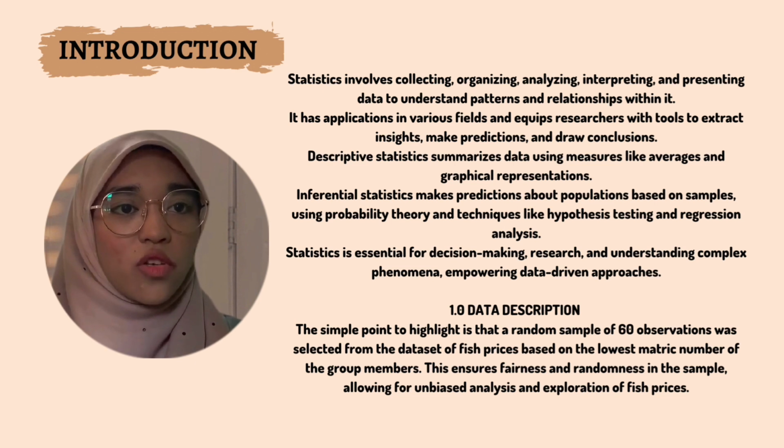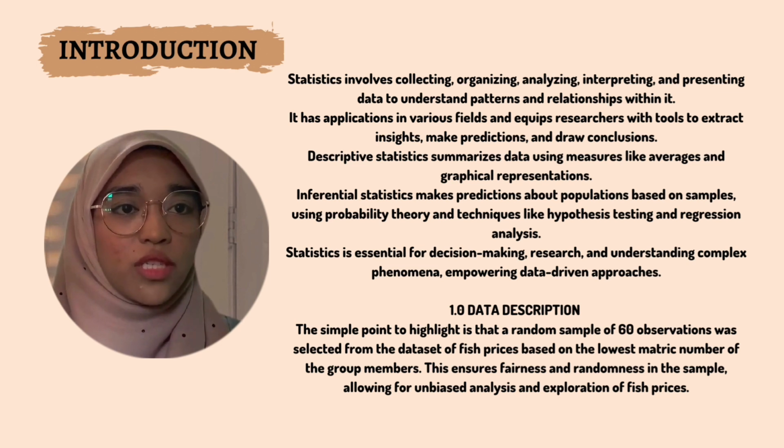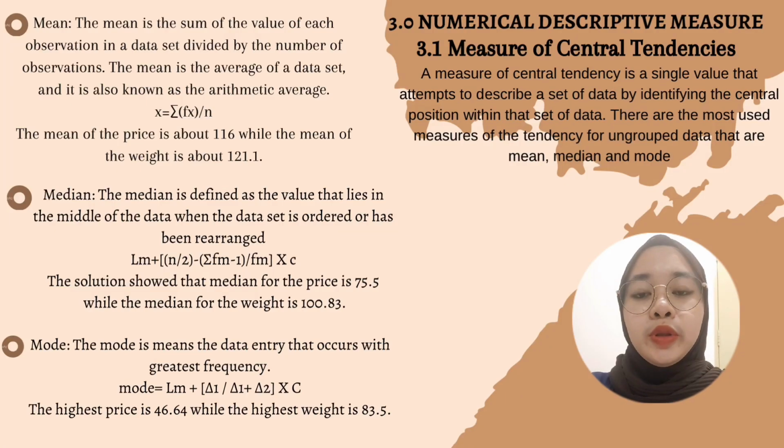This dataset consists of 160 observations or instances of fish prices. To simplify our analysis, we randomly selected 60 cases from this dataset. We chose the cases based on the lowest matric number among our group members. 3.1 Measure of central tendencies under 3.0 Numerical descriptive measure.